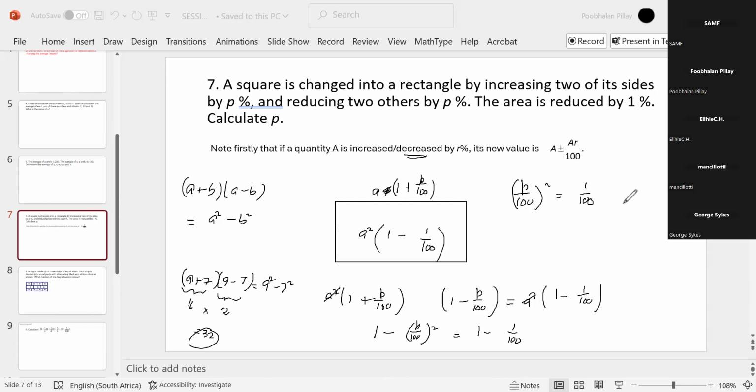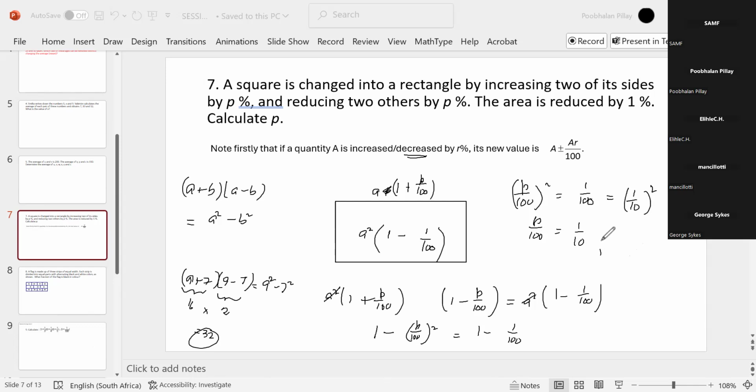So when you square p over 100, you're going to get 1 over 100. But 1 over 100 is 1 over 10 squared. So therefore, p over 100 is actually 1 over 10. (P over 100) squared is 1 over 10 squared, so p over 100 is 1 over 10.